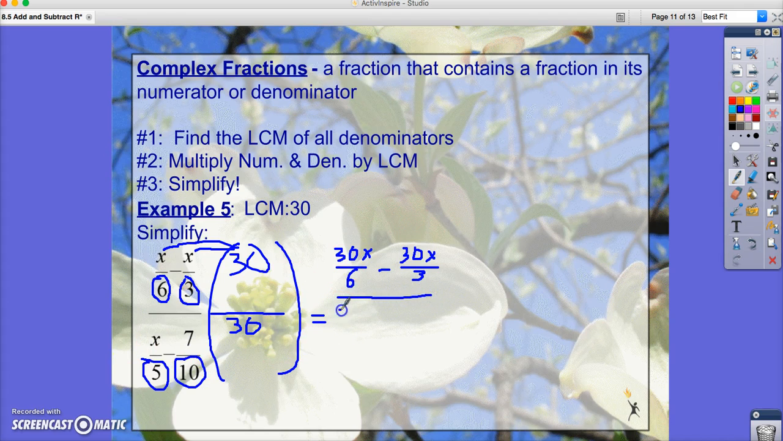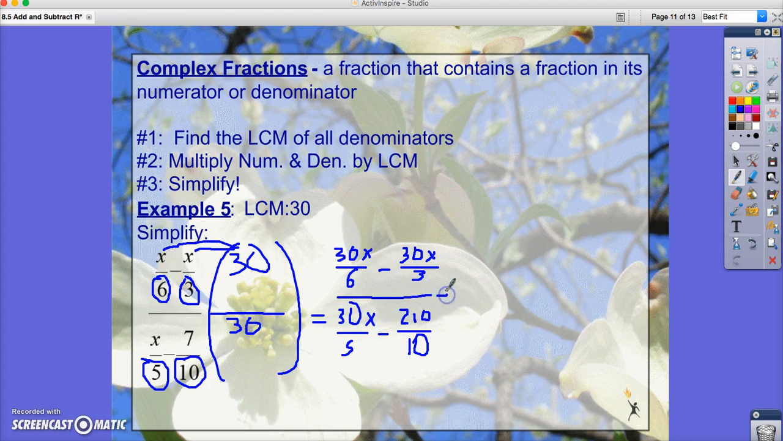Bottom becomes 30x over 5 minus, now 7 times 30 is 210 over 10. So once again, it's only multiplying by the little numerators, here, here, here, here. The denominators, like the 6, the 3, the 5, the 10, they're all the same.